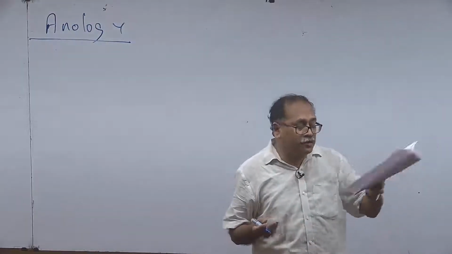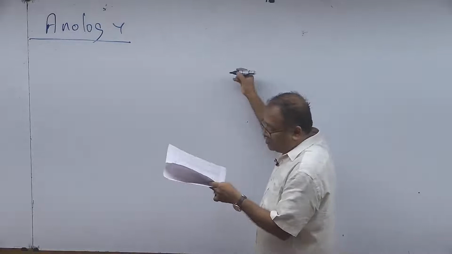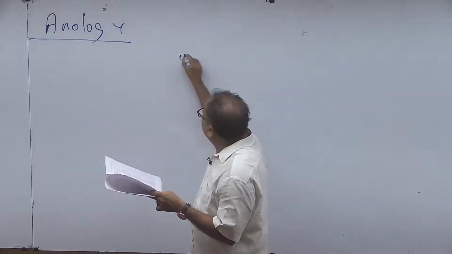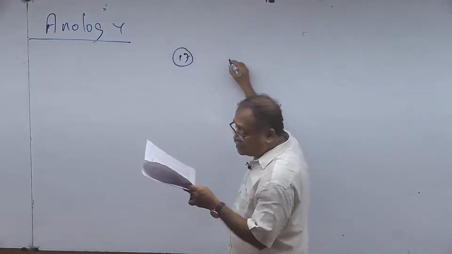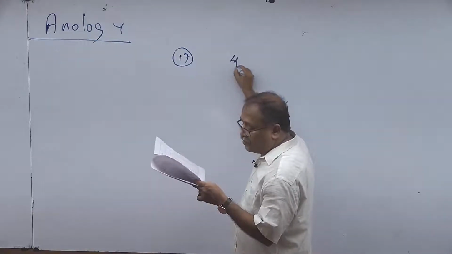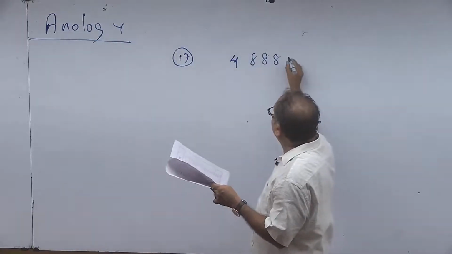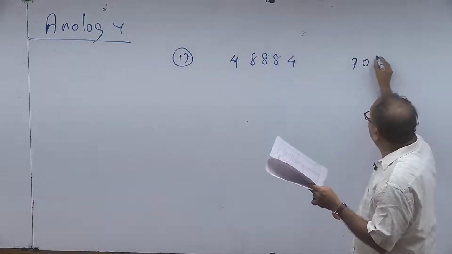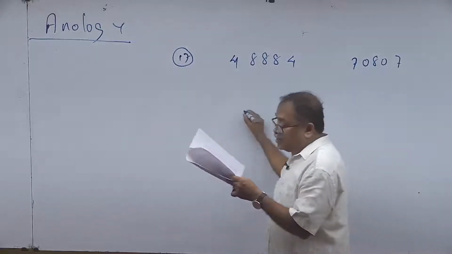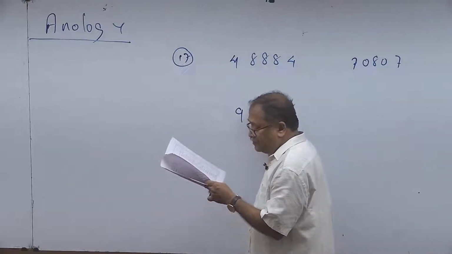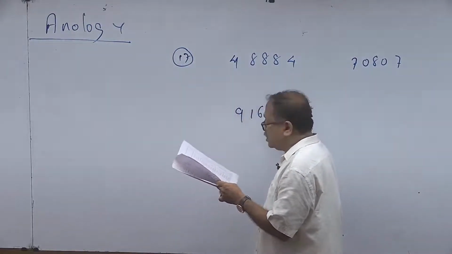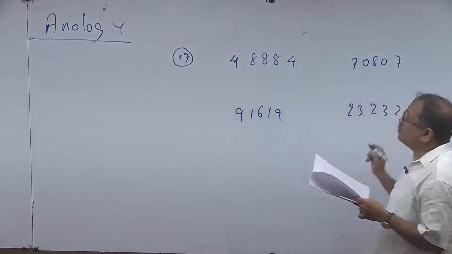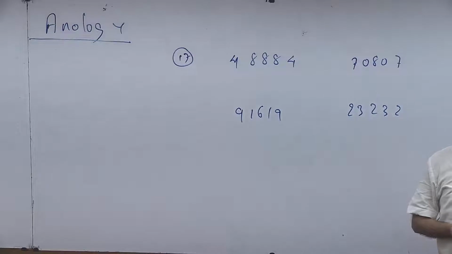Question number 17. Can you please work out on this, because some of our friends have doubt in this. 4, 3, 8, 4. This is one. The other numbers are 70807. I will check the divisibility rule of 11, sir. 91619, and the next one is 23232. So which one is the odd one out?